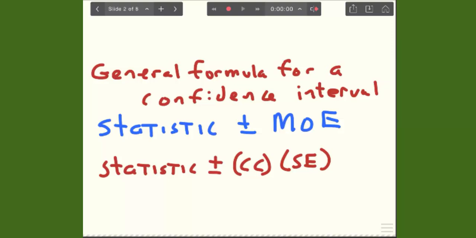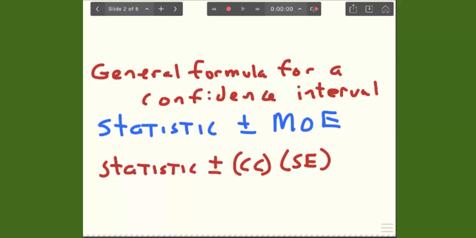In terms of computations, it's probably a little bit better to think of it in the next way. The statistic plus or minus the confidence coefficient times the standard error. So that confidence coefficient in this lecture will be a z-value, just like we've been doing with the normal distribution and all the way back to the empirical rule. In at least a couple of other cases, it will be a related value called a t, but for now, that's just a z-value. And our standard error will be the population standard deviation divided by the square root of n.